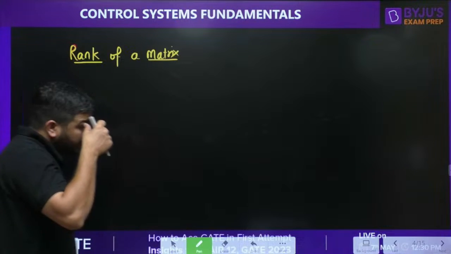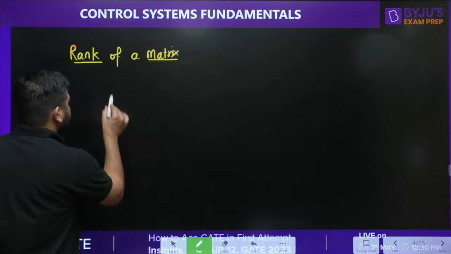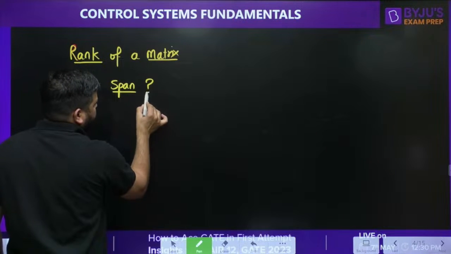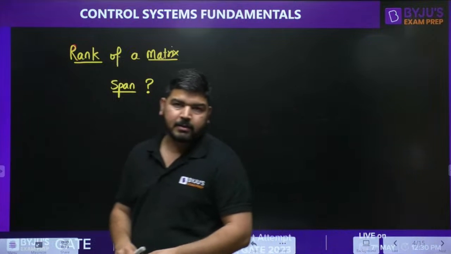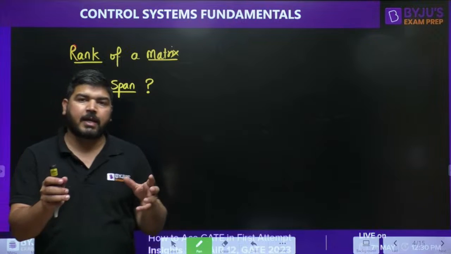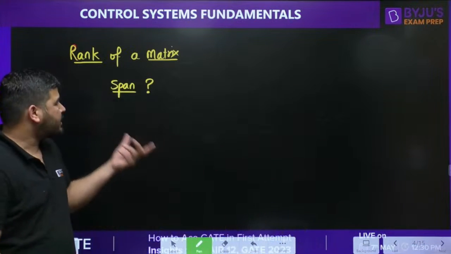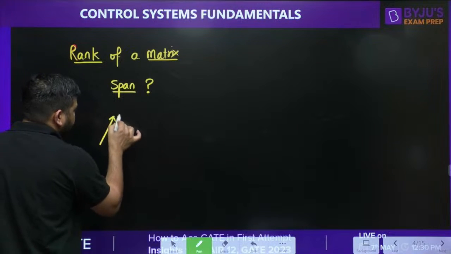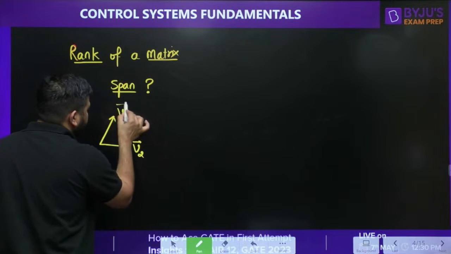For that we need to understand span. First we need to understand the span of vectors. Once we get the idea of span, then span means rank. The mathematical picture which captures this span is rank. So how to determine the span? Let's say we have two vectors, v1 and v2.